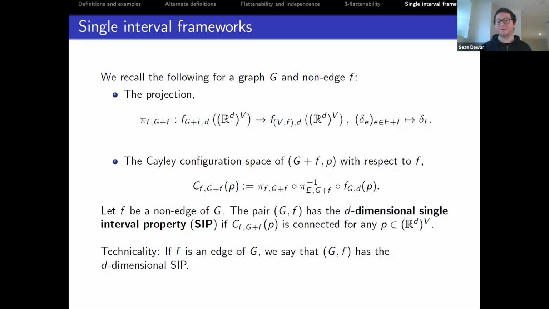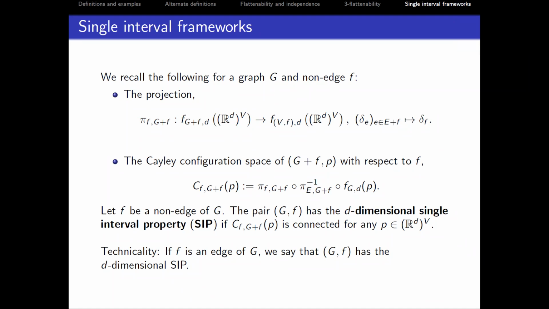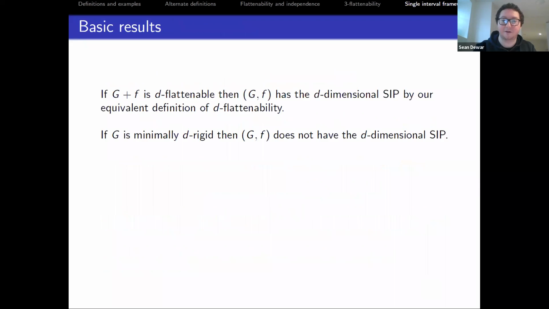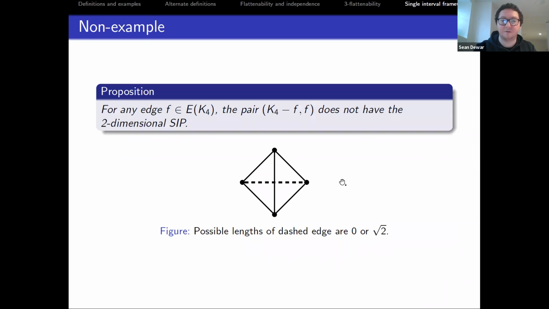And this is the single interval property. In contrast to having some kind of loop or some kind of tree, what would the contrasting thing be? I can give an example of something that doesn't have the two-dimensional SIP. All I've done is take K4 and remove an edge. The graph that I'm doing the single interval property with is the one in bold, and the line I'm applying it to is the dashed line here.